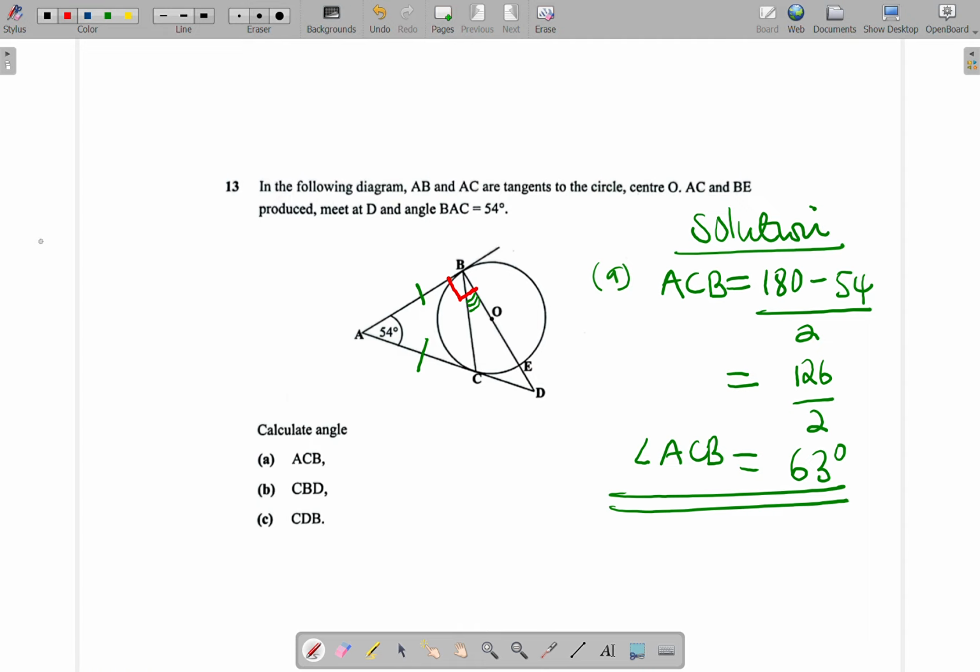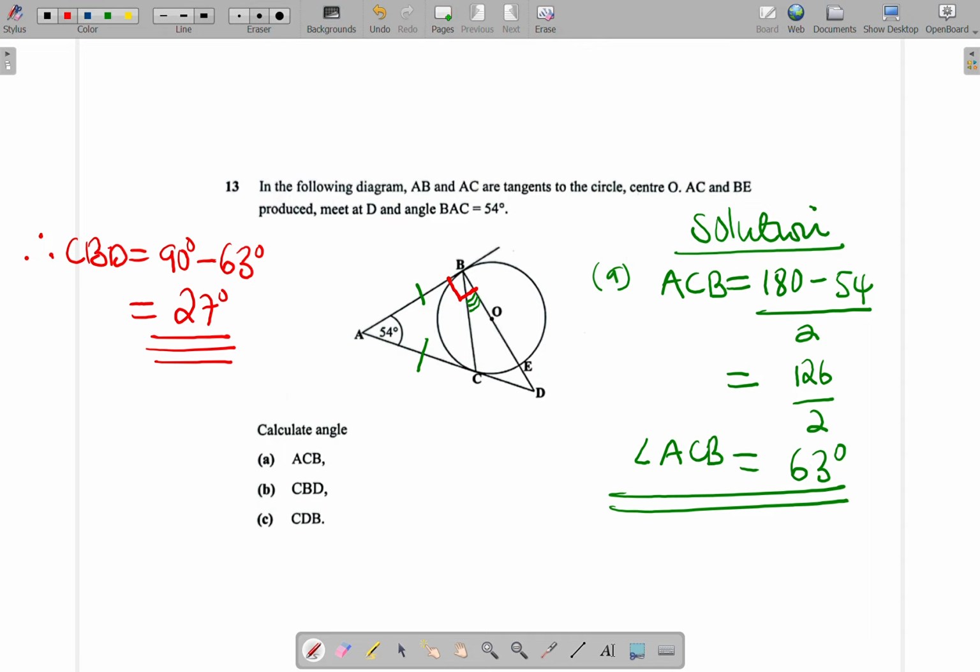So therefore, CBD is going to give me 90 degrees minus 63 degrees. So 90 less 63, okay, I'm going to have my 27 degrees. That is my angle CBD, 27 degrees.